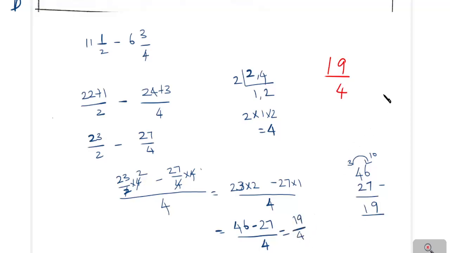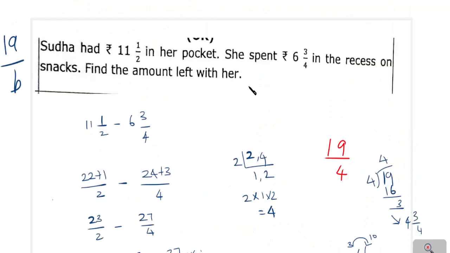Or suppose you want to convert it to a mixed fraction, so 19 by 4, 4 times it can divide, 16, balance is 3, so you can write this one as 4 3 by 4. So instead of this one you can write 4 3 by 4. 4 3 by 4 is also the answer of this question. So answer is either 19 by 4 or 4 3 by 4.